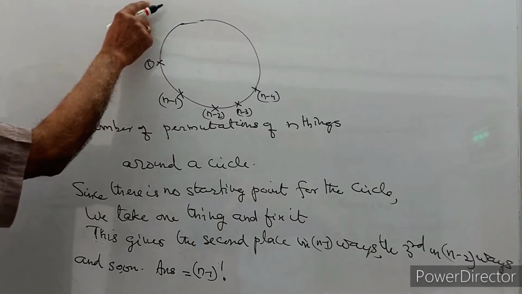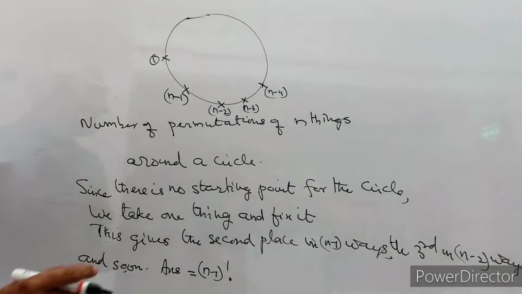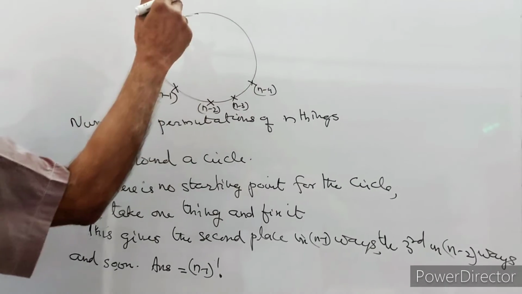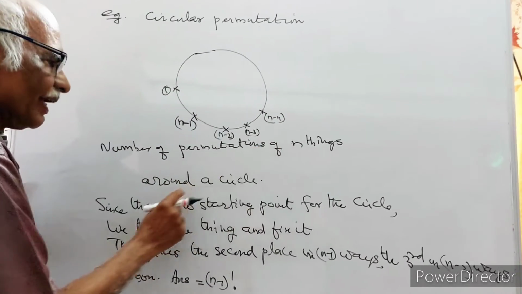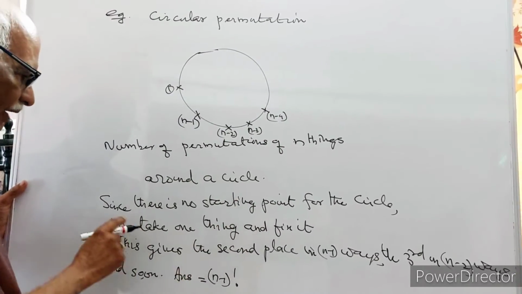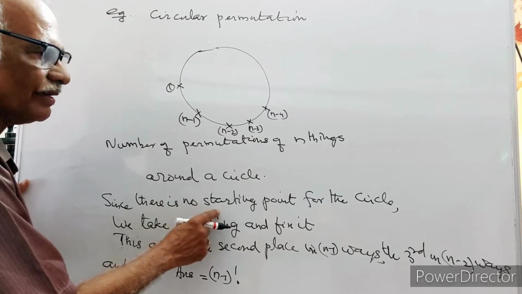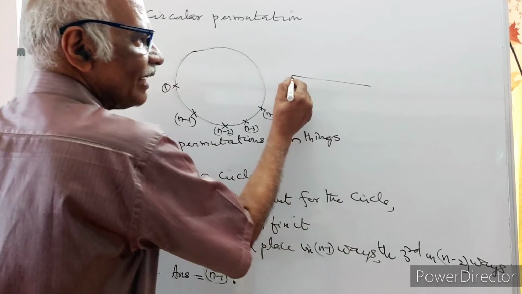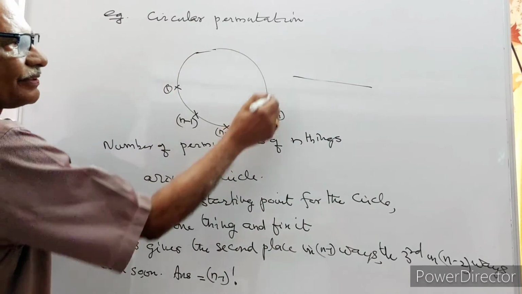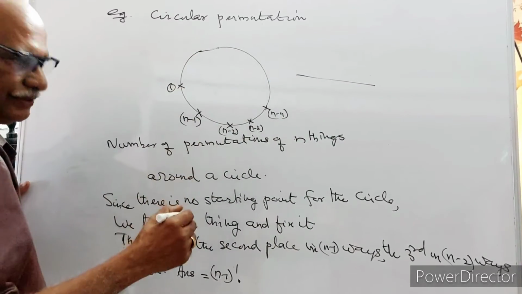We consider circular permutation. It is arrangement along a circle. Now, the number of permutations of n things around a circle. We know there is no starting point for the circle. In the case of a straight line, there is a starting point. But in the case of a circle, there is no starting point.